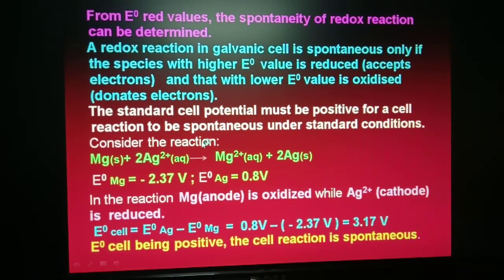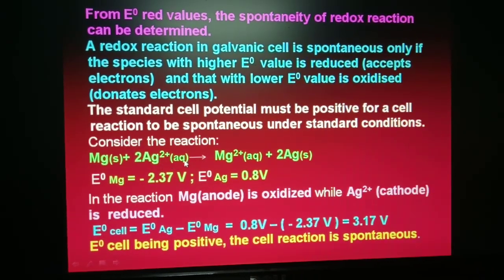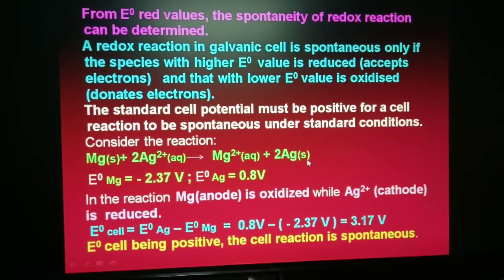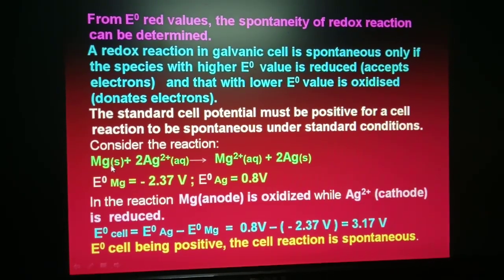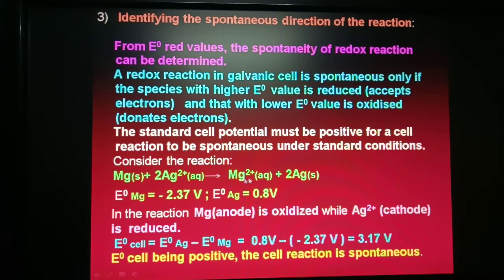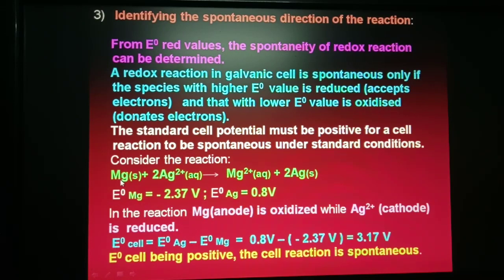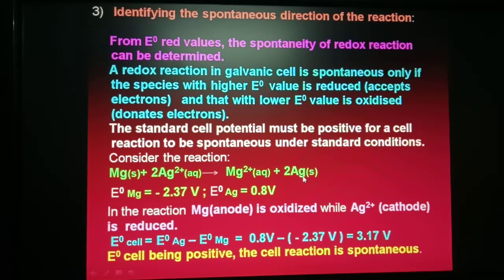Now, let us consider a reaction to understand this application. In this reaction, the net cell reaction has been put forth. Mg solid plus 2Ag+ aqueous gives Mg2+ aqueous plus 2Ag solid. From this net cell reaction, we find magnesium is oxidized to Mg2+ and Ag+ is reduced to Ag. So, Mg is the anode and Ag+ is the cathode.